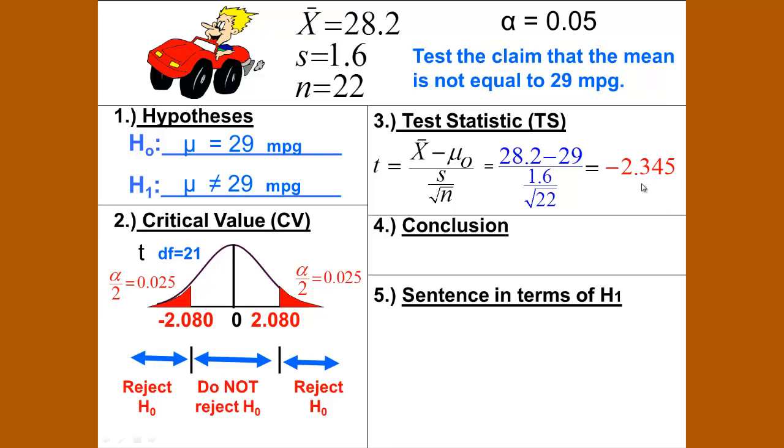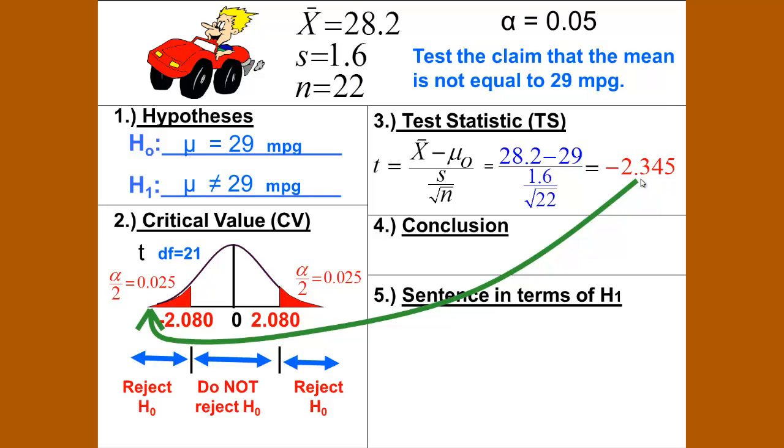And when we graph negative 2.345, does it fall below, between, or above the negative 2.080 or the positive 2.080? And you'll notice that it falls below the negative 2.080, just slightly below. And since it falls below, that is in the shaded region. And since it's in the shaded region, it's in the reject H0 region.